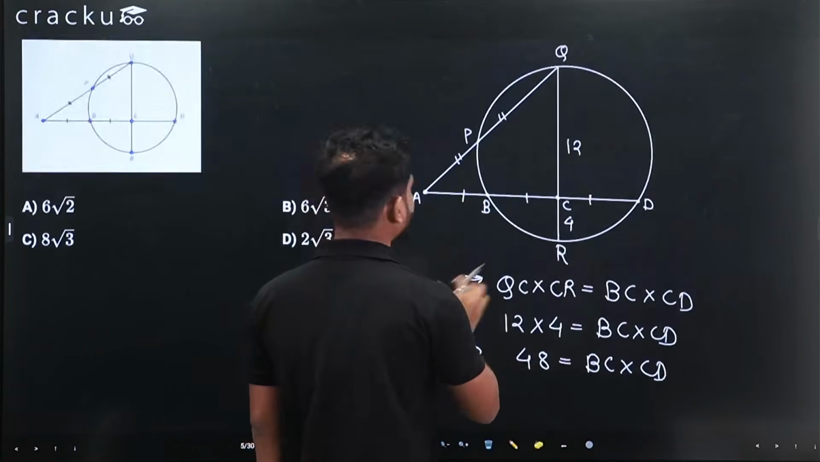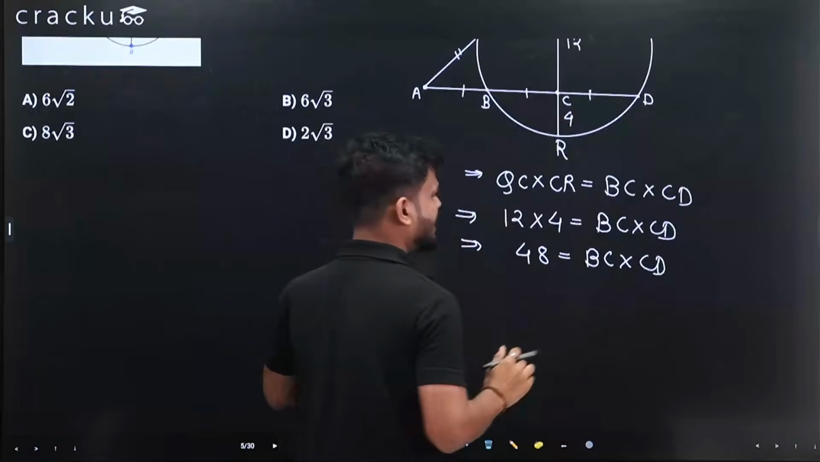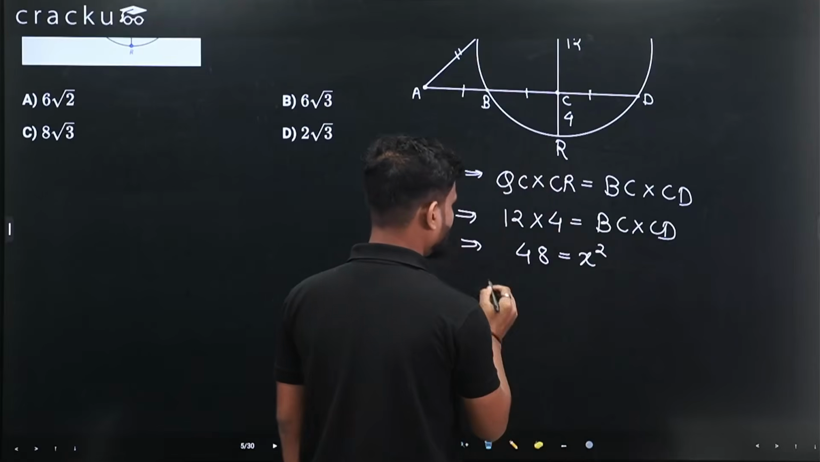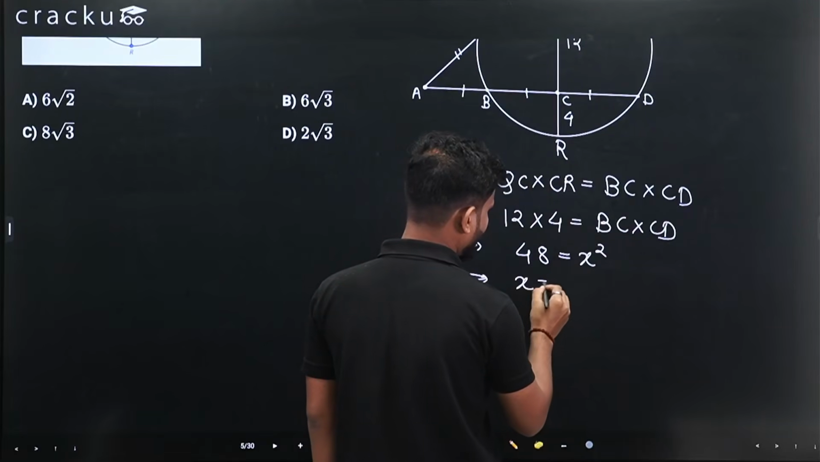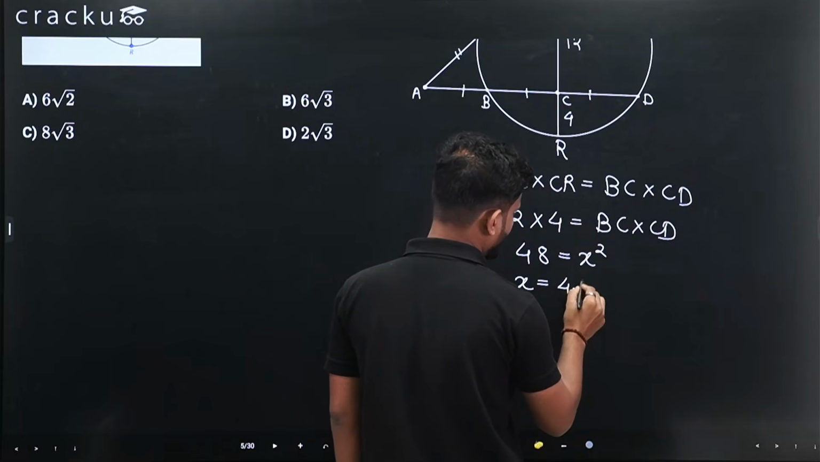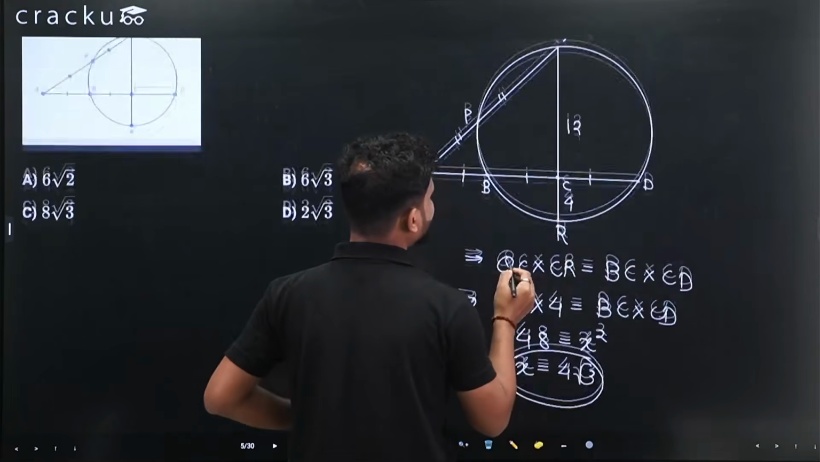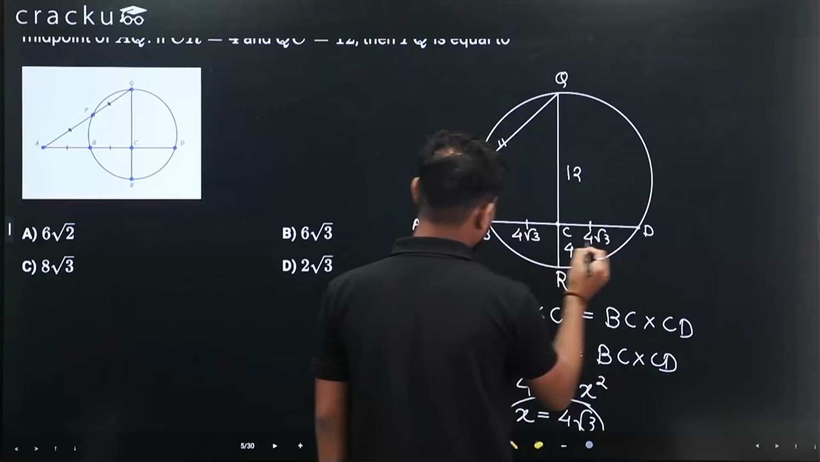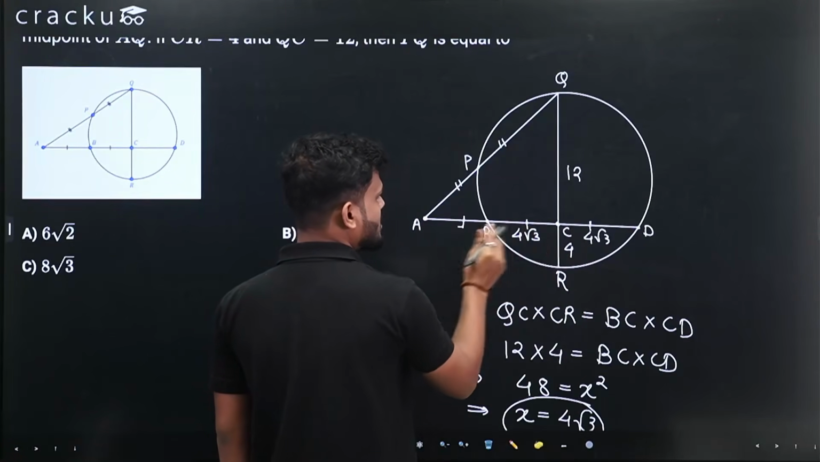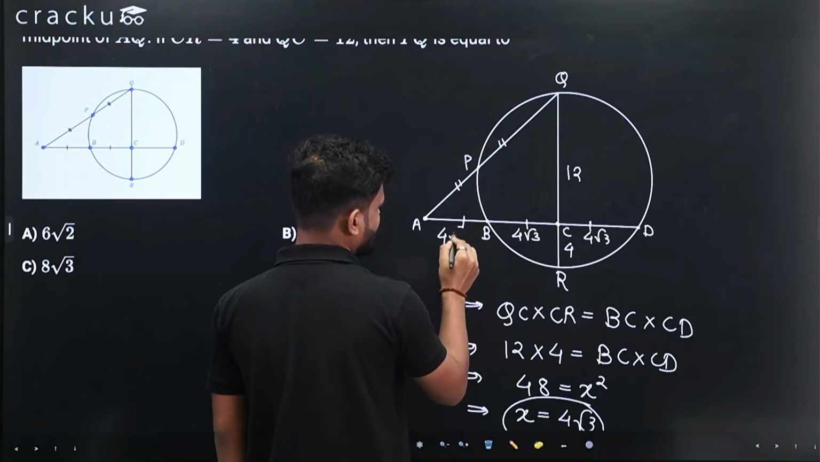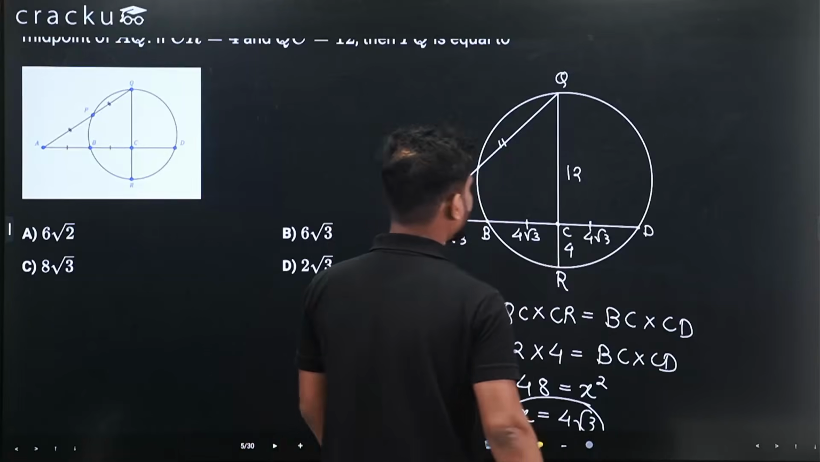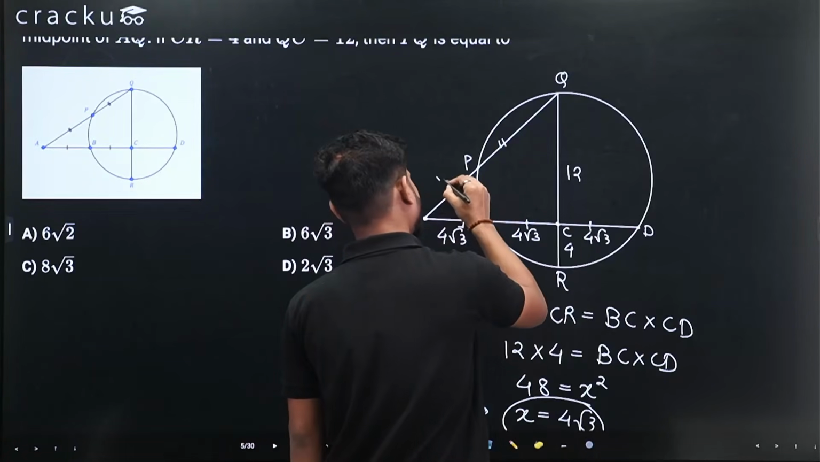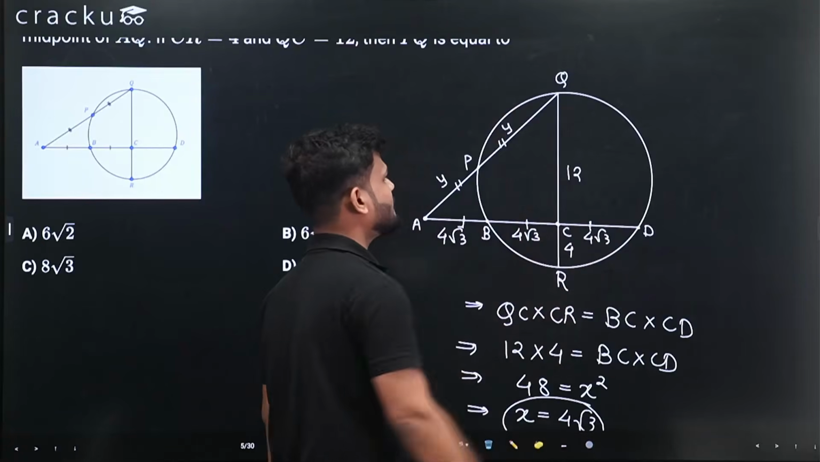But we are also given that BC is equal to CD. So if I put both equal to x, then I will get x square equal to 48, and x equal to 4 root 3. So I can say BC is 4 root 3, CD is 4 root 3, and AB is also equal to BC, so AB will also be equal to 4 root 3. Correct? Now AP is given equal to PQ. Let us say AP is Y, so PQ will also become Y.